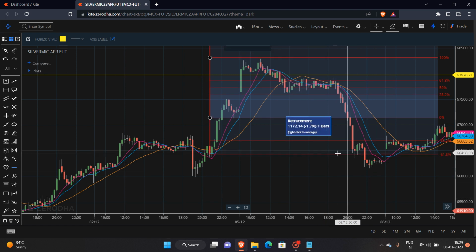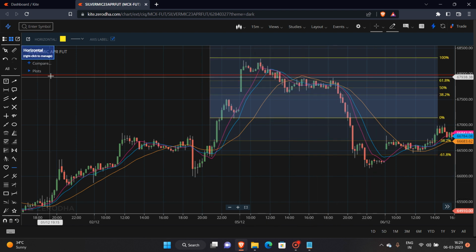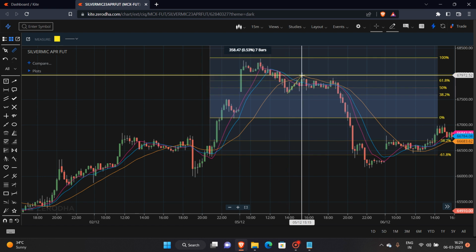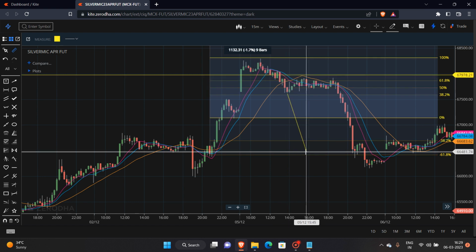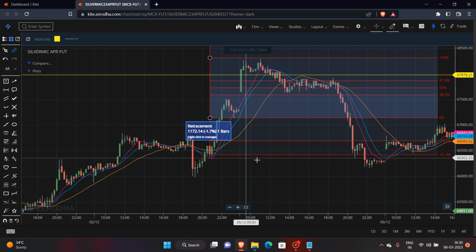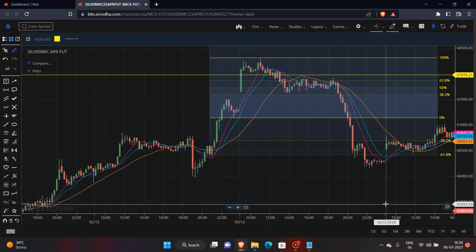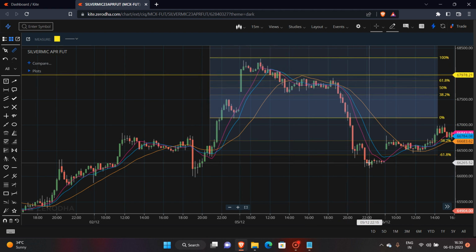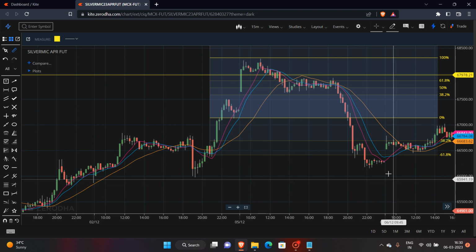If you enter here, your risk is around 358 points, but your reward is more than double, around three times, around 1200 points. That is how the Fibonacci works, and it shows you at what point you can make the entry and at what point you can exit the trade, because mostly traders don't know where to enter and what the exit point would be.